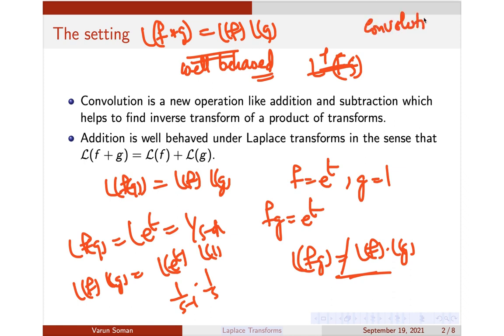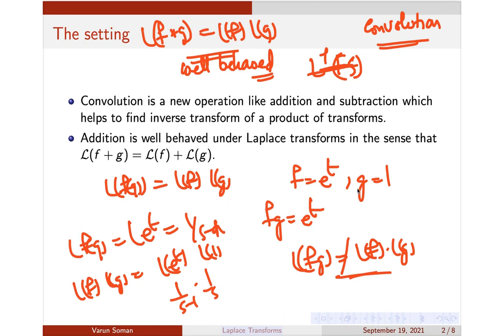Okay, so this star is called, I'll introduce it now, but this star is a new operation, just like your addition, just like your multiplication, just like your division. It's a new process of combining two functions. So that is called star, it's called convolution. So the property of convolution is that if you take convolution of f star g and then you are taking the transform, it will simply be equal to L of f into L of g.